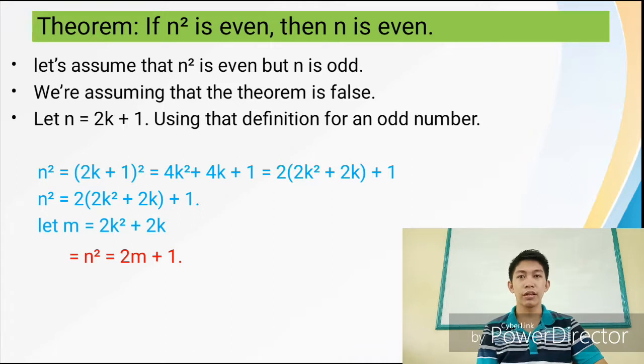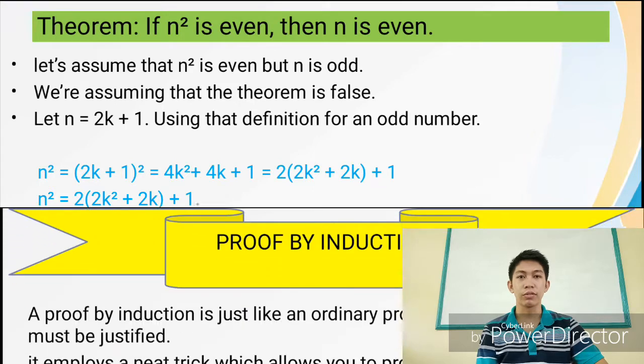By definition, let n equals 2k plus 1. By simplifying it, n squared equals (2k plus 1) quantity squared. That will be 4k squared plus 4k plus 1, and 2 times (2k squared plus 2k) plus 1. And we will let m equals 2k squared plus 2k. And n squared equals 2m plus 1. Using the definition for odd numbers that we mentioned before, we must say that n squared is odd. In our assumption, we declared n squared to be even. Therefore, our theorem is true.